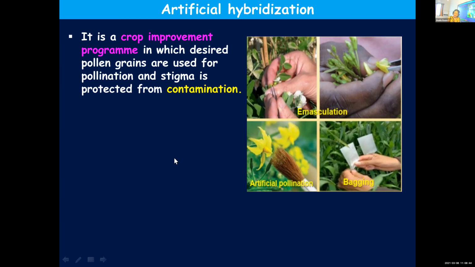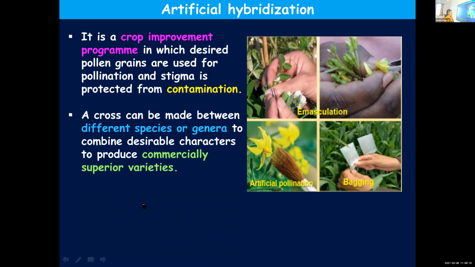If the stigma is kept exposed, it can trap pollen grains. So pollen grains from other plants or other flowers can land on the stigma, leading to fertilization. So long as we have not dusted the desired pollen grains, the stigma will be kept covered to prevent it from getting contaminated by undesired or unwanted pollen.